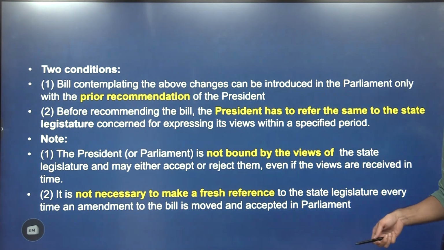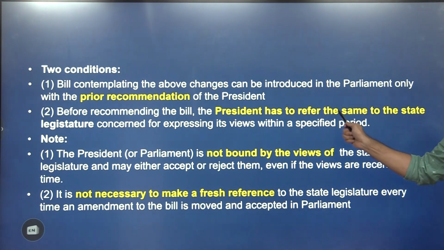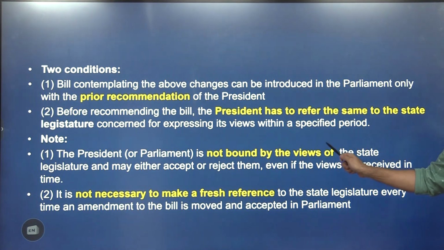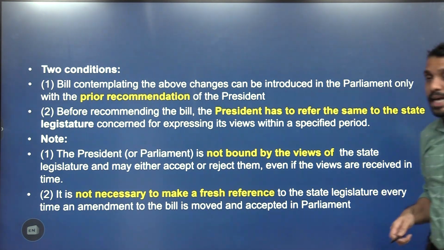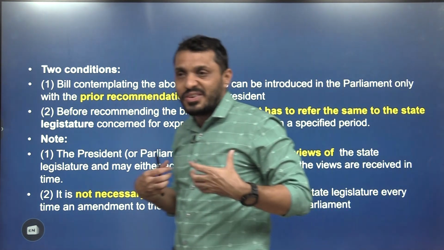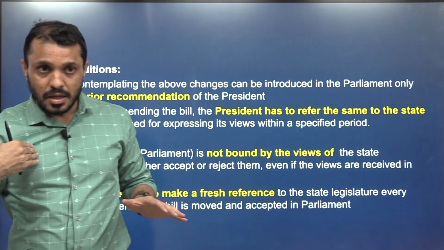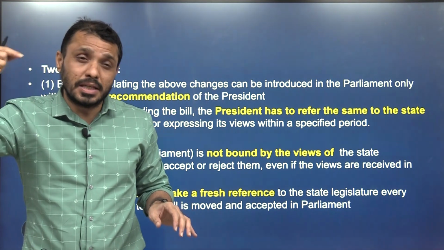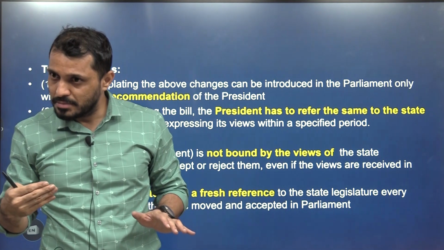The conditions, like I already said: the bill must have the prior recommendation of the president. The bill will go to the concerned state and the state's views are not binding. And finally, for example, the president forwards the bill to the assembly, the assembly gives its view to the president. Now the government changes something in the bill. Again, you don't need to send it to the assembly. Are you understanding my points?